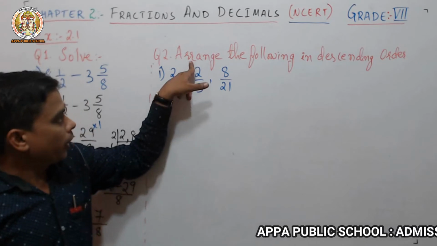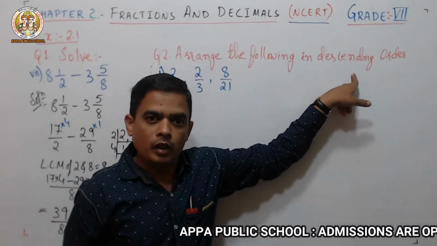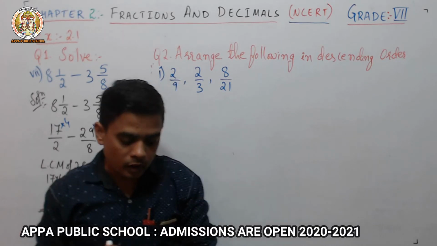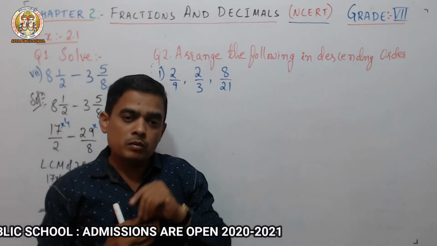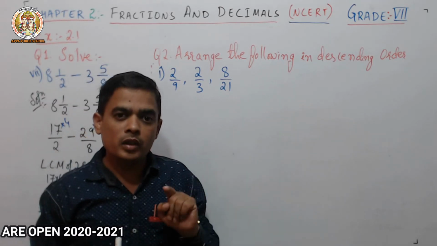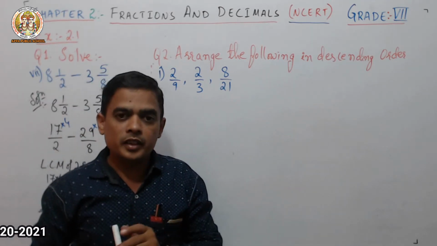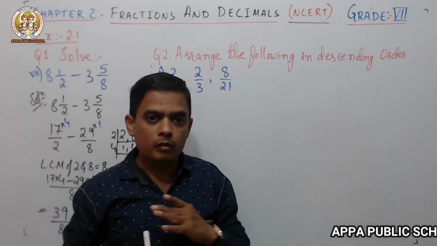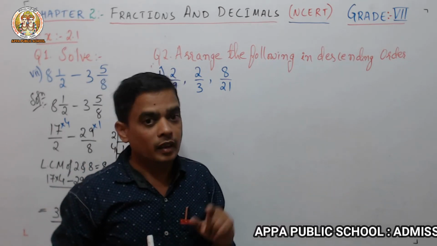What is the question? Arrange the following in descending order. Ascending order and descending order. Ascending order means you have to arrange the numbers from smaller numbers to bigger numbers. Whereas in case of descending order, you have to arrange the numbers from bigger numbers to smaller numbers. That one we call descending order.